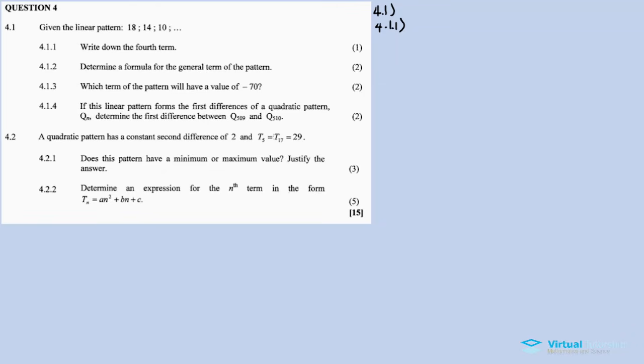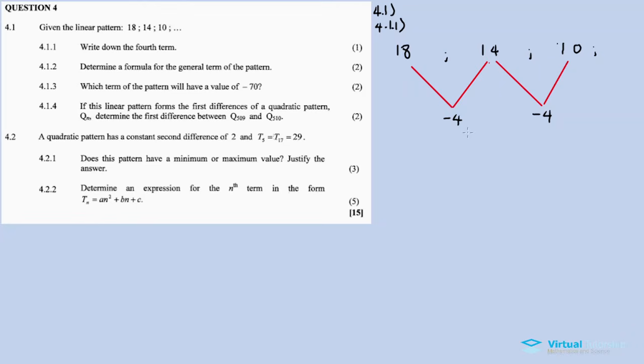A linear pattern has a first common difference, unlike a quadratic pattern, which has a second common difference. So this is our pattern: 18, 14, 10. The difference is minus 4, minus 4. 14 minus 18 leaves minus 4. 10 minus 14 leaves minus 4. So that's why we say a linear pattern has a first common difference. The first difference is common. That's a characteristic of a linear pattern.